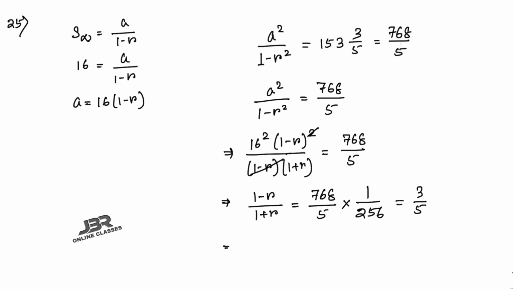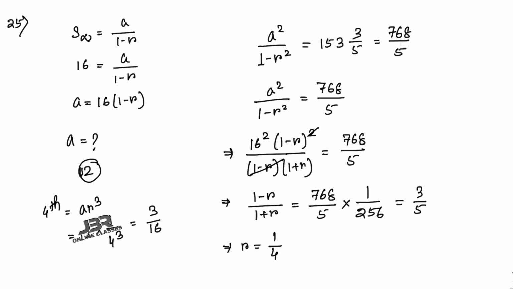So now cross multiply and find out r. In that case r equals 1 by 4. So if r equals 1 by 4, then you can easily find out the value of a, and the value of a will be, I hope, 12. So if a equals 12 and r equals 1 by 4, then the fourth term means a r cube, that means 12 into 1 by 4 cube, that equals 3 by 16. Okay, as your answer.